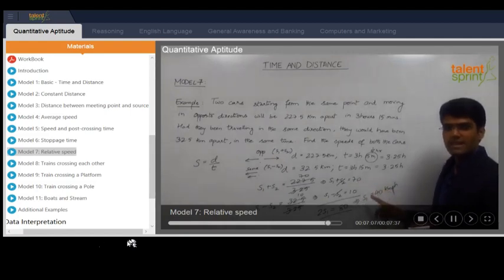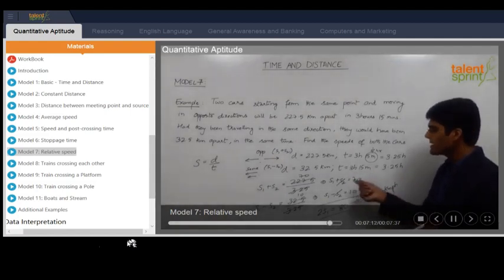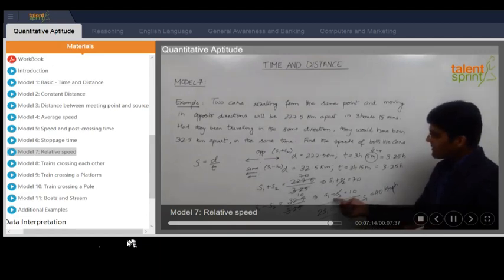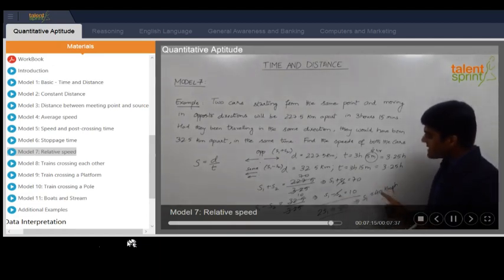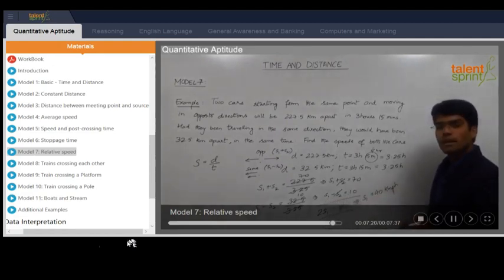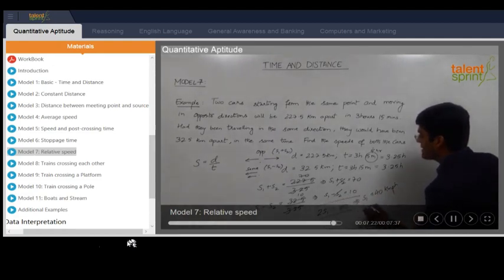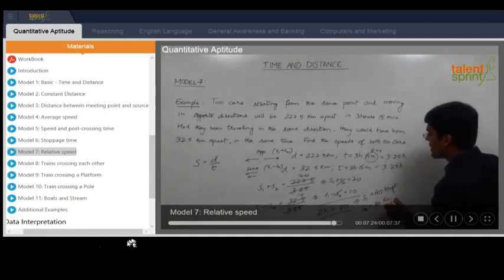So it is obvious that the speed of second car should be 30. Why? Because 40 and 30 together make 70. Or from the difference equation we can say that the speed of second car should be 30, because 40 minus 30 will be equal to 10. So the speed of second car equals 30 kilometers per hour. So these are the speeds of both the cars.